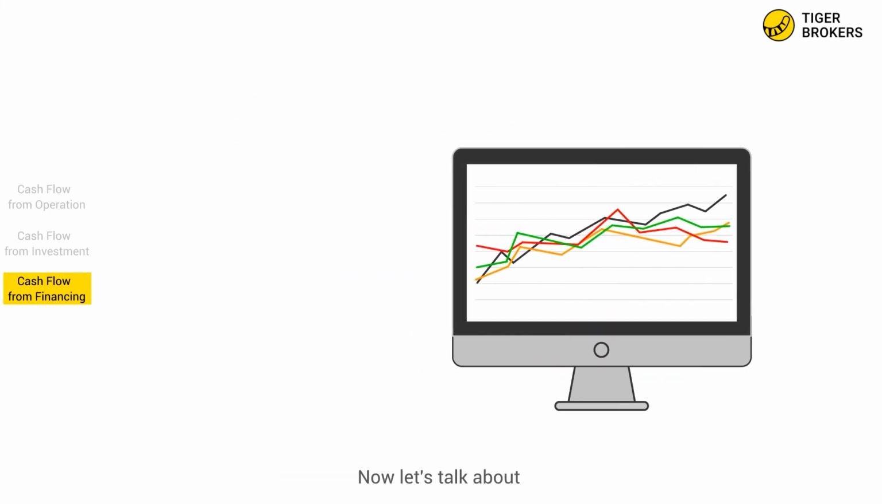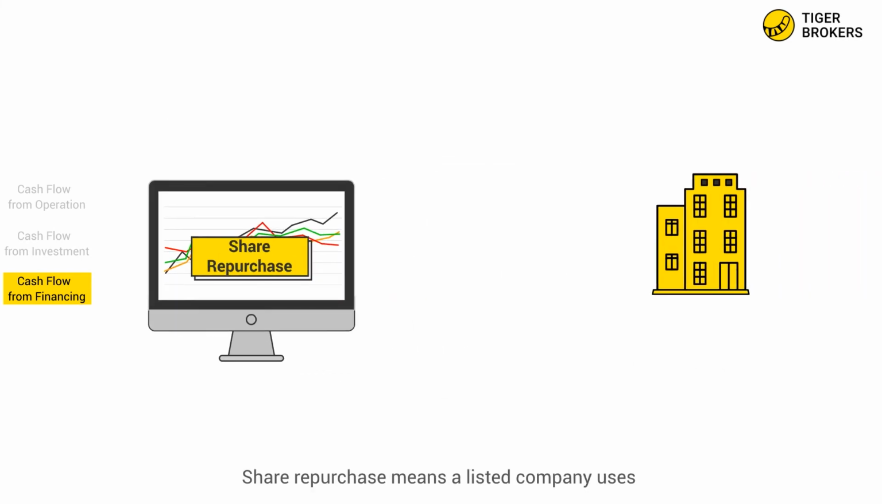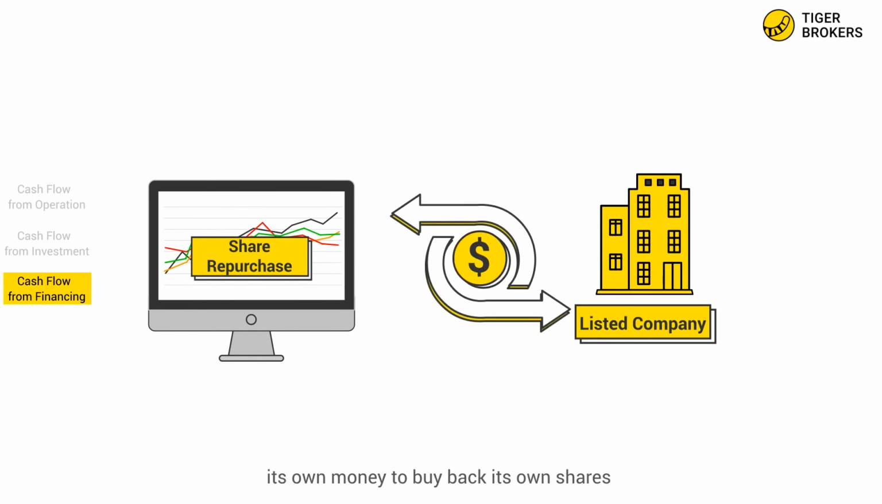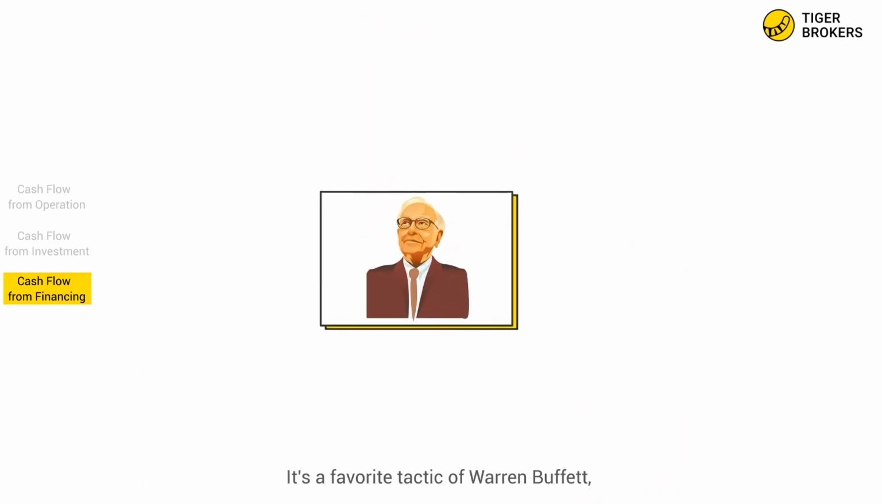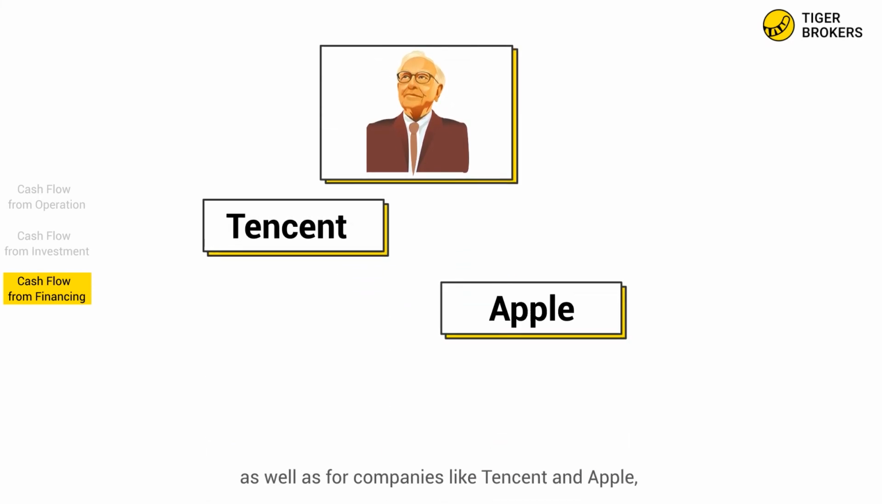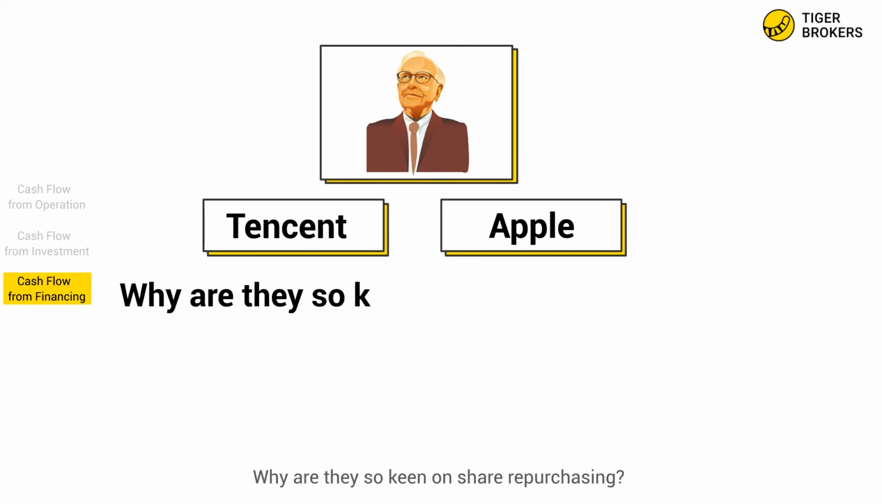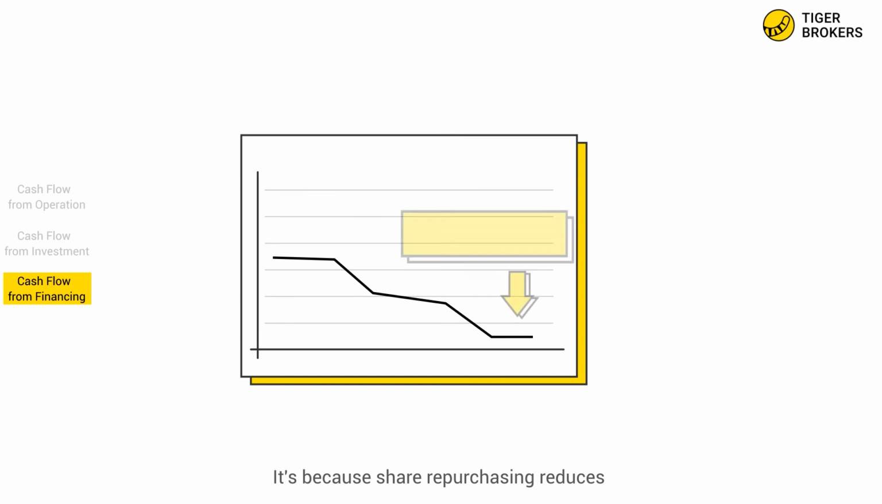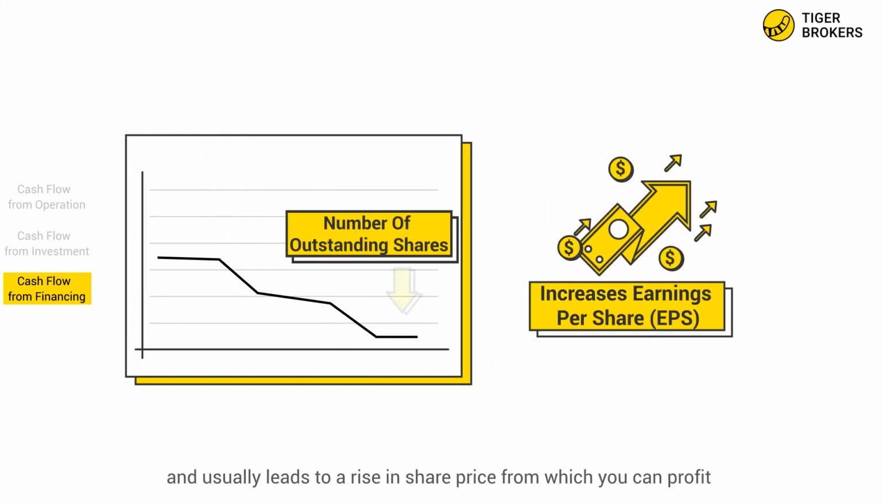Now, let's talk about share purchase under cash flow from financing activities. Share purchase means a listed company uses its own money to buy back its own shares. It's a favorite tactic of Warren Buffett, as well as for companies like Tencent and Apple, which frequently conduct stock buybacks. Why are they so keen on share repurchasing? It's because share repurchasing reduces the number of outstanding shares, increases earnings per share, and usually leads to a rise in share price from which you can profit.